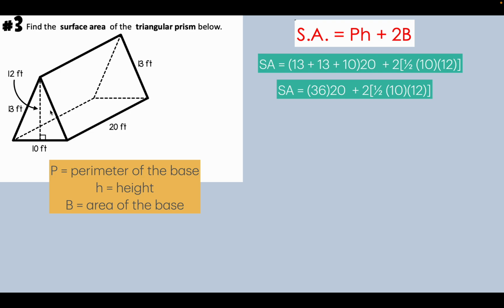Once I do that, I just follow the rest of my order of operations, which tells me it is time to multiply. So I multiply 36 times 20 and 2 times 1/2 times 10 times 12. Once I do that, I'm left with the last step of my order of operations, which is to add. Go ahead and pause the video and finish copying this onto your worksheet.